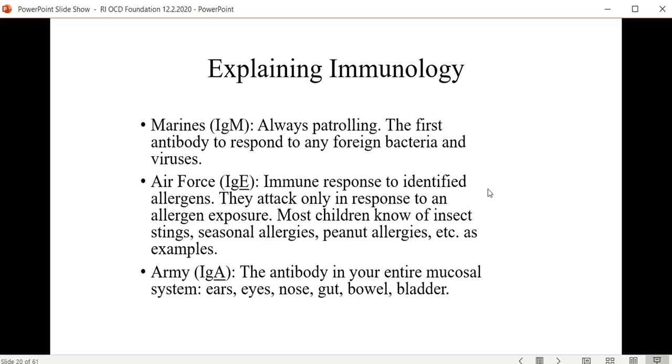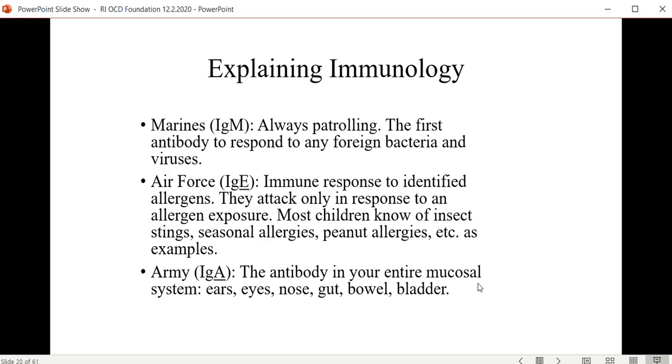Number 2 is IgE, and I explain this to kids, this is only in response to allergen exposures. Most kids know insect stings, seasonal allergies, peanut allergies as examples of this, and it only reacts to an item that it decides is an enemy of the state of your body. As you know, you can develop mold allergy over time with exposure, just like you can have a mosquito bite one time, it swells a little bit, the next time it might swell a lot. Same thing with seasonal allergies. It might be better or worse year to year based on what you're exposed to.